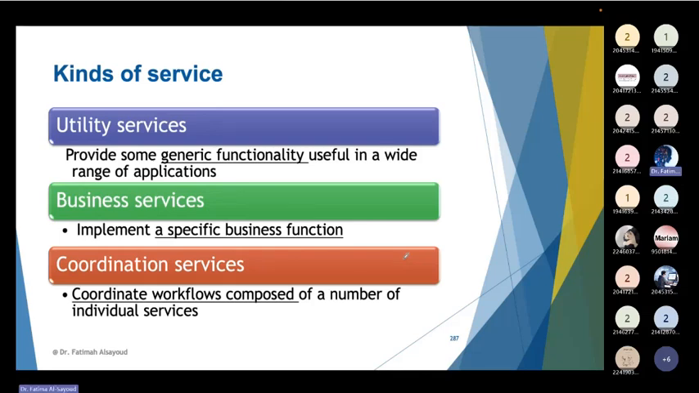Okay, now we get to go to a kind of services, the types of services that they can provide.